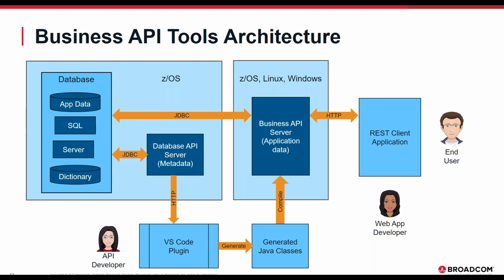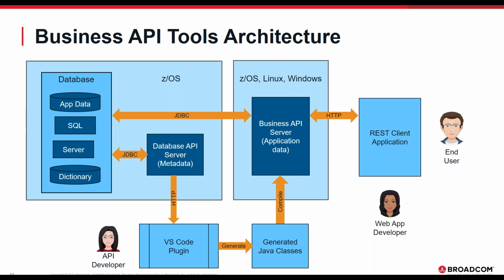On z/OS we have a database API server that we've already built. This is really an example of a systems API. It is essentially exposing the same type of data that the JDBC metadata classes expose about our databases, which means anything you can see through SQL, you can see through this metadata API server, or you can see the descriptions of it.